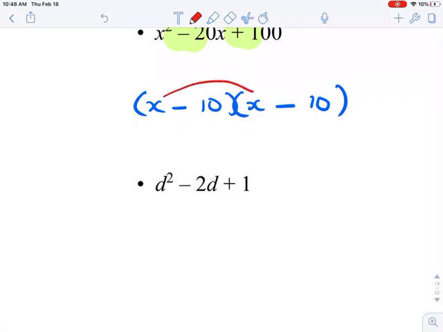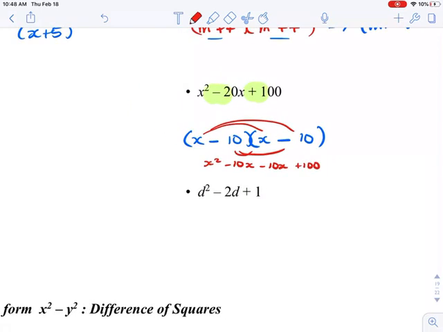you'll get x times x is x squared, x times negative 10 is negative 10x, negative 10 times x is negative 10x, and then the negative times the negative will give you that positive 100 that you started with. And when you combine these two, you get your negative 20x.